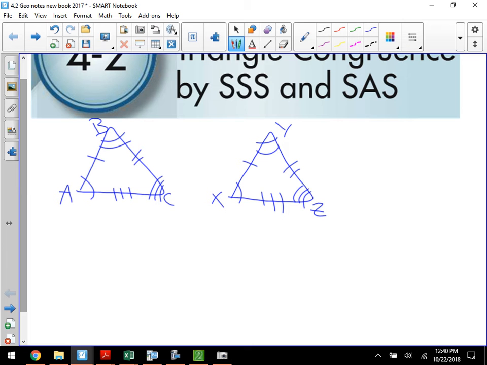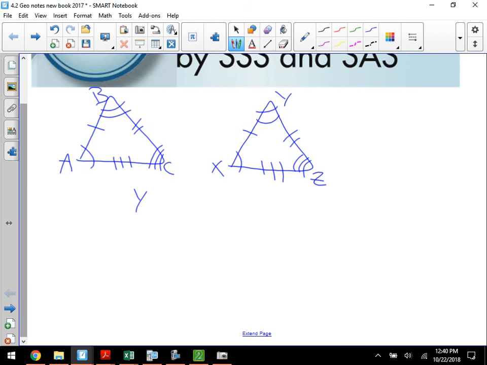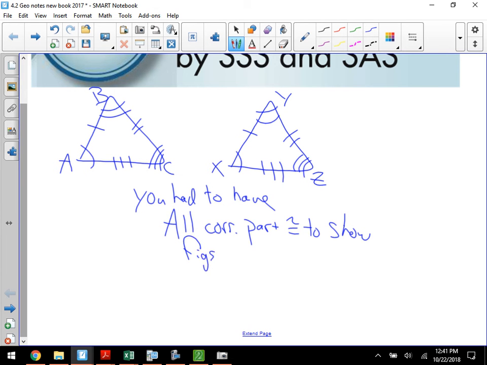It's basically what we're doing today, tomorrow, and Wednesday, and Thursday, and adding like 2 steps to it. It's pretty quick. Okay. So what we've done in the past is that, in order to show the figures were congruent, you had to have all corresponding parts to show figures congruent. But now it's going to come down to just certain pieces. Okay. So we're only going to be dealing with triangles.